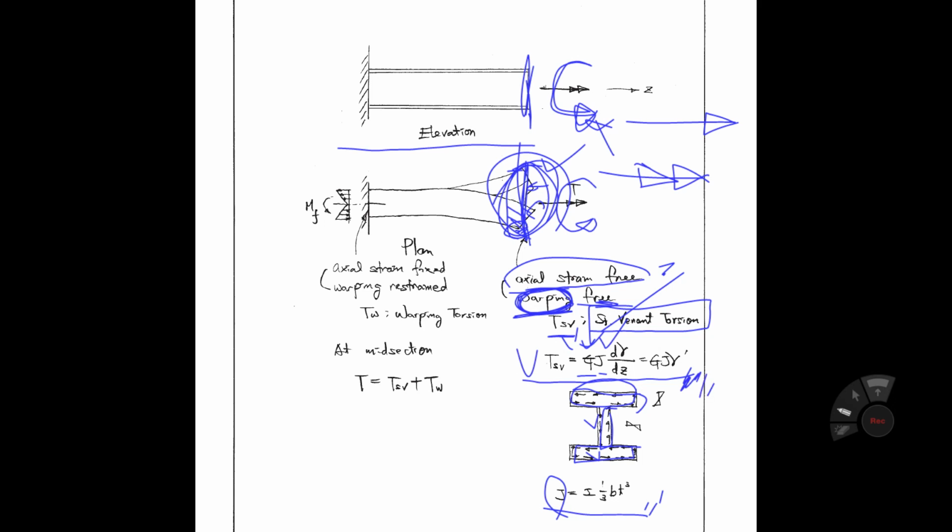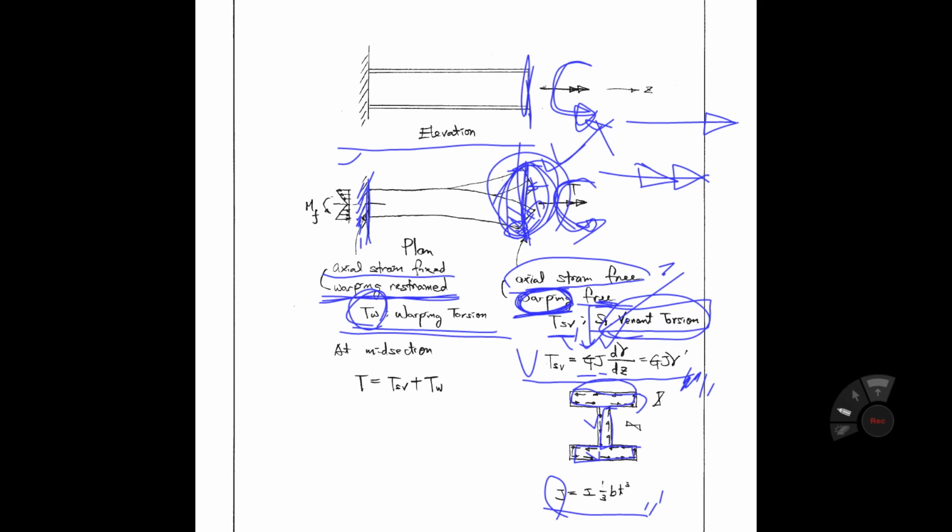And if you see the left hand side, it is fixed. So that means axial strain is fixed. There is no axial strain on the left hand side. So this kind of warping displacement is restrained. In this section, we have warping torsion, TW. In the fixed end section, we have warping torsional resistance. And in this free end section, you have Saint Venant torsion resistance when you apply torsional moment.